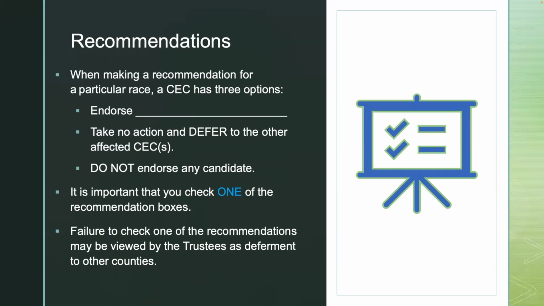And then the third recommendation would be do not endorse any candidate. So if a particular CEC determines that there really is no good or qualified or worthy candidate in a particular race, they can make the determination, we recommend that the PAC not endorse any of the candidates in this particular race. Now it is important that you check one of the recommendation boxes. So you'll have those three options, and a failure to check one of those could be viewed by the PAC trustees as you're deferring to the other counties. You're choosing to remove your voice in this particular race.